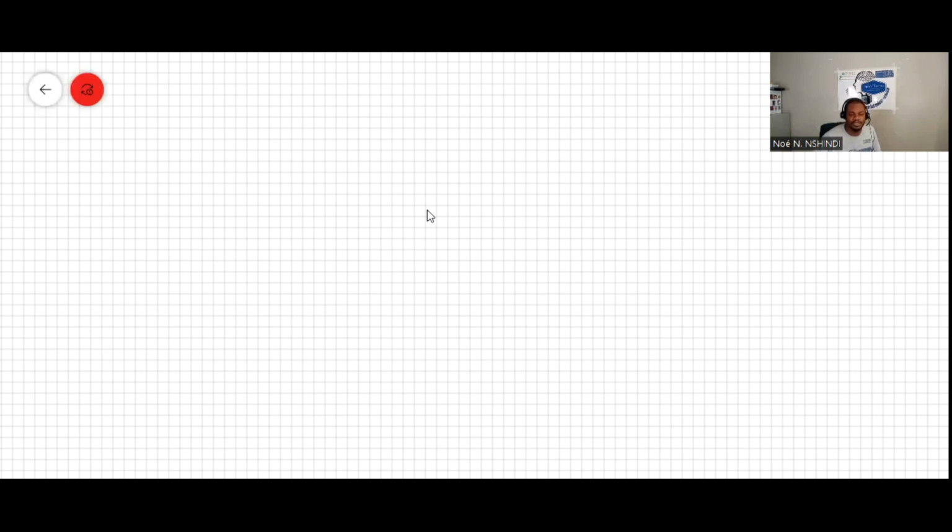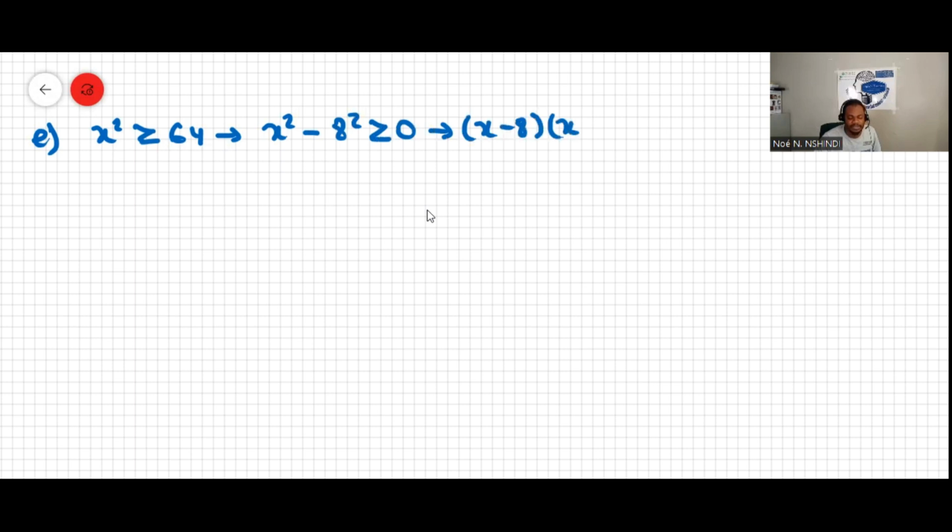We have another question here, question E. The question says that x squared is greater or equal to 64. So 64 is a square number, so we can write it as 8 squared, greater or equal to 0. That means x minus 8, x plus 8 is greater or equal to 0. Now we have our critical values, which are 8 and negative 8.